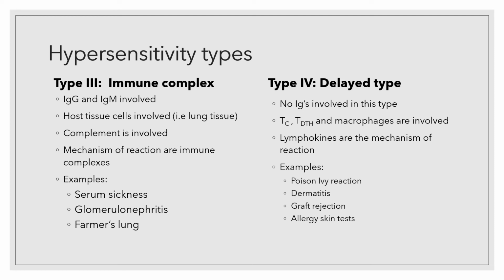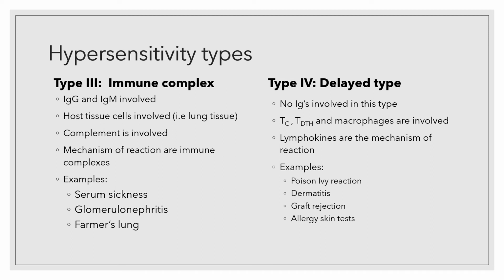There are large immune complexes that are cleared rapidly by the host, but small ones settle in the tissues, causing inflammation. Complement is involved. Immune complexes are the mechanism of reaction, and an immune complex is basically a linking of antigen and antibody. Some examples of type 3 hypersensitivity would be things like serum sickness, glomerulonephritis, and farmer's lung. Usually these immune complexes are deposited in the glomerulus of the kidney, the joints, or the lungs.